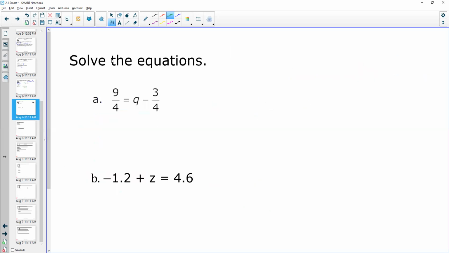Okay, so this is just an uglier version of what we were just doing. Nothing has changed. There happens to be a fraction. Nobody will die. Everything's okay. I have a variable on the right. I have 9/4 equals q minus 3/4. If I had 9 equals q minus 3, you would just add 3 to both sides. Nothing is different here. Instead, I'm just going to add 3/4.